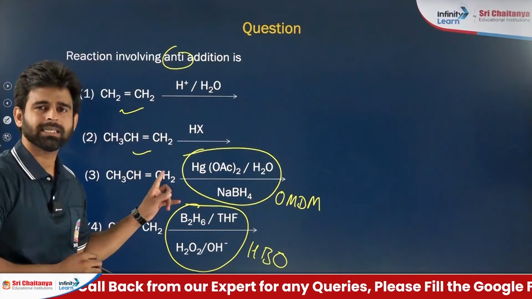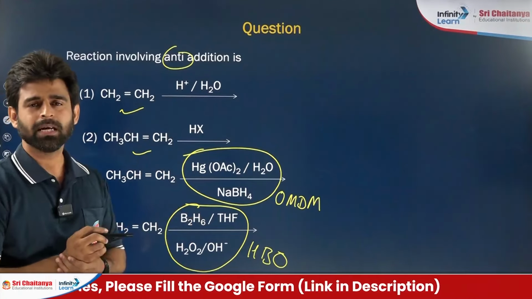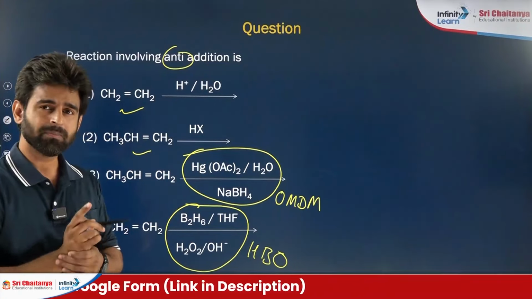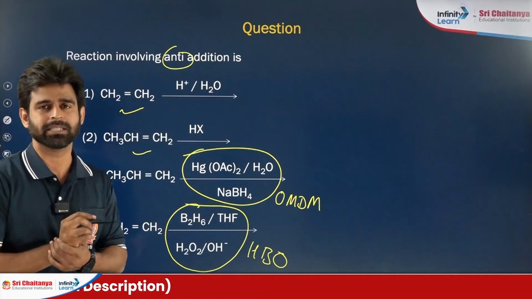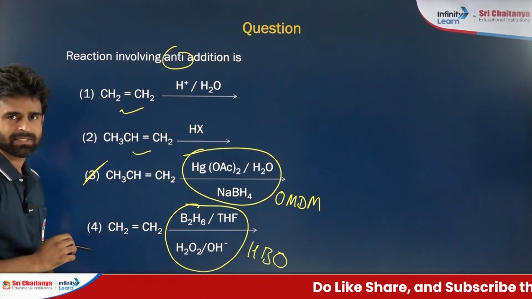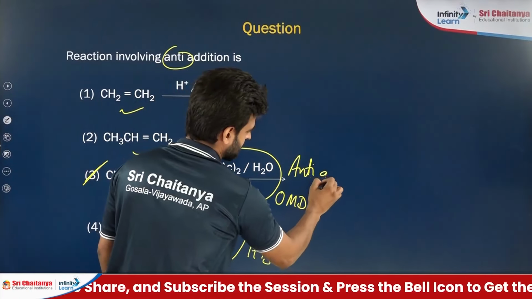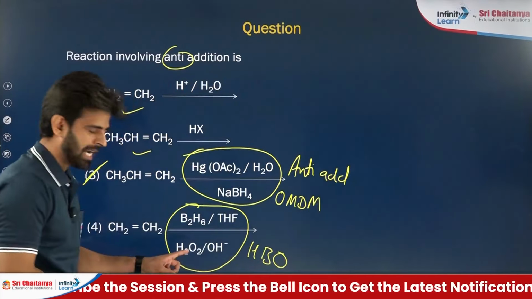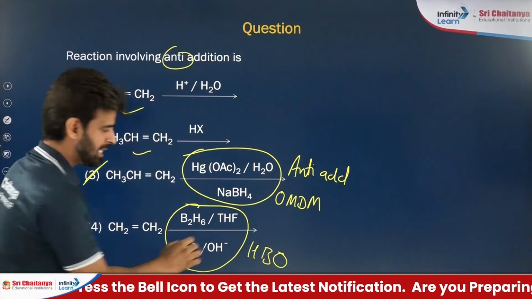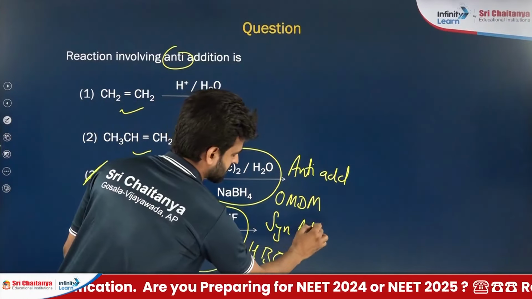Hydroboration oxidation, oxymercuration demercuration. So this reaction mainly gives product according to the Markovnikov rule, but this is a kind of anti-addition, right? So this is our answer, which is anti-addition, right? It's a kind of anti-addition. Whereas hydroboration oxidation is an example of syn addition.